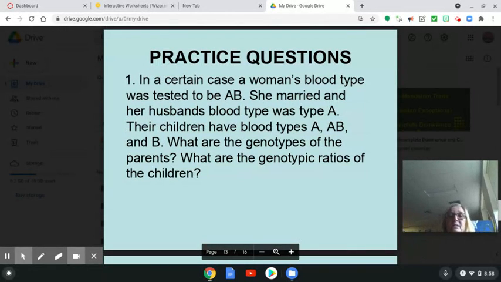Okay, in a certain case, a woman's blood type was tested to be AB. She married, and her husband's blood type was A. Their children have blood types A, AB, and B. What are the genotypes of the parents and the genotypic ratios of the children?